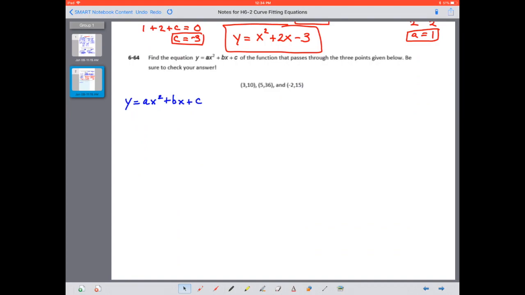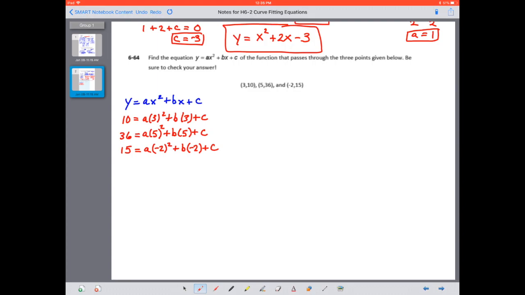Here we go. I'm going to take it and plug in my points. So starting out with the point (3, 10), I have 10 equals a times 3 squared plus b times 3 plus c. I've got 36 equals a times 5 squared plus b times 5 plus c. And the last one, 15 equals a times negative 2 squared plus b times negative 2 plus c.